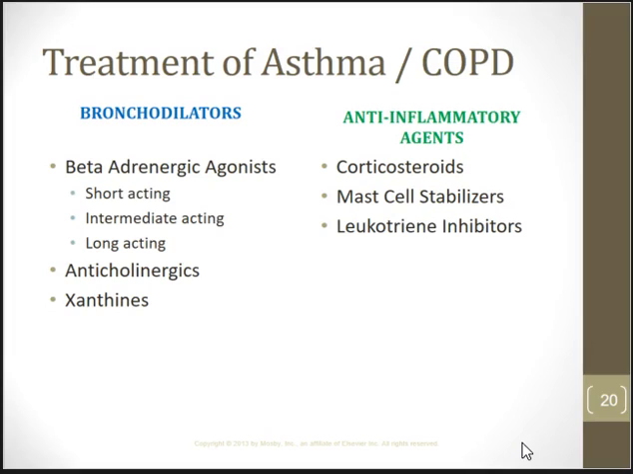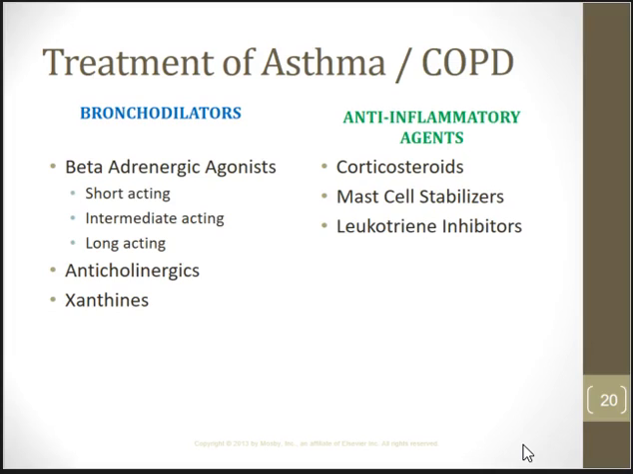A mast cell is a cell that contains chemicals that, when they're released from the cell, if degranulation occurs, release chemicals such as histamine or serotonin or prostaglandins or bradykinin that would then cause inflammation. So a mast cell stabilizer is going to stop that cell from breaking down and releasing those inflammatory chemicals.